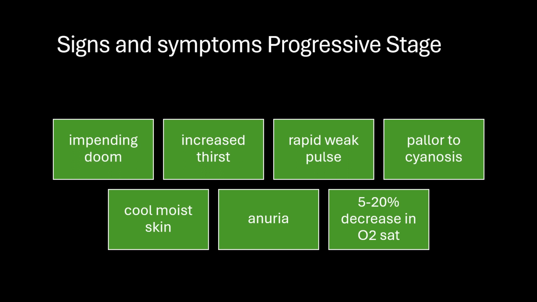You may also notice that the patients are having pallor and cyanosis in this stage. They're going to be cool or cold to moist. And at this stage, they may have no urine output. Also, at this stage, you're going to see a much larger drop in your O2 sat from 5 to 20%.